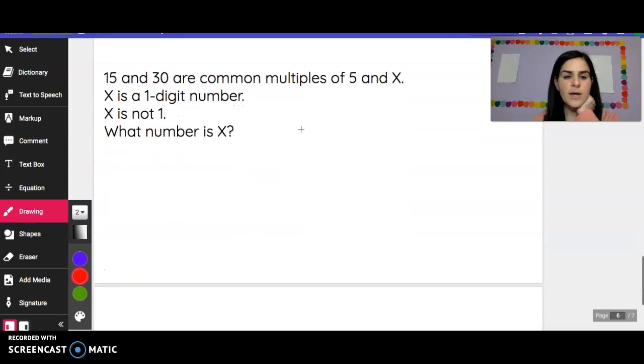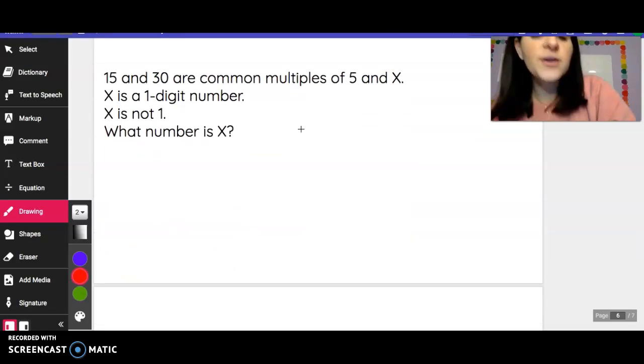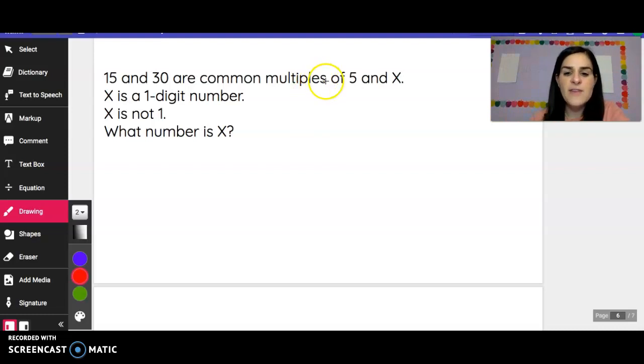Now we have something a little more complicated. It says 15 and 30 are common multiples of 5 and x, meaning this is some mystery number. x is a one-digit number and x is not 1. What is number x? So I'm trying to figure out, if I'm skip counting by that number, I know that I'm going to end at 15 and I'm going to end at 30. So we know our first one's 5, because 5, 10, 15, 20, 25, 30. If I'm counting by 5s, I'm going to hit 15 and 30.